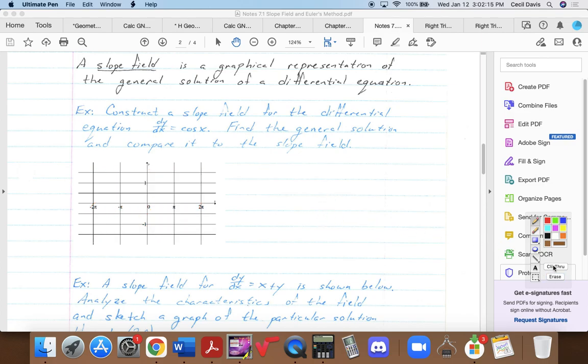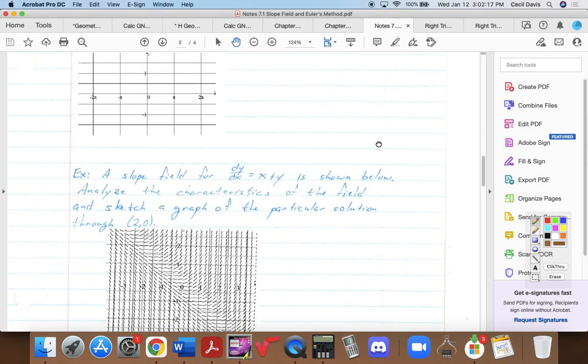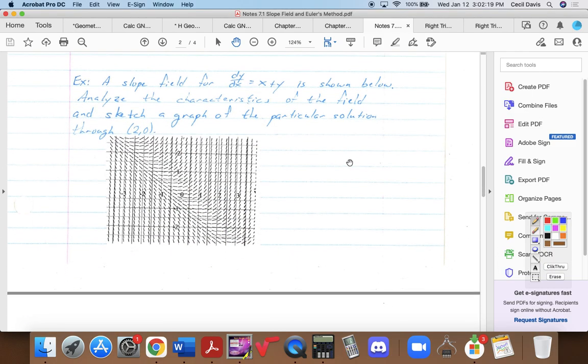All right, so a slope field for dy/dx equals x plus y is shown below. That's really hard to look at, and they're usually not quite that compact. And I know that's hard on the eyes. Did somebody draw that, or is that computer generated? It's computer generated.